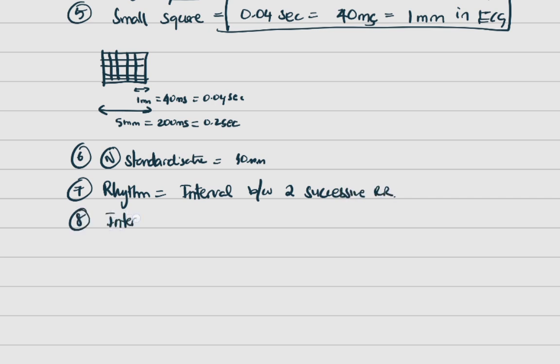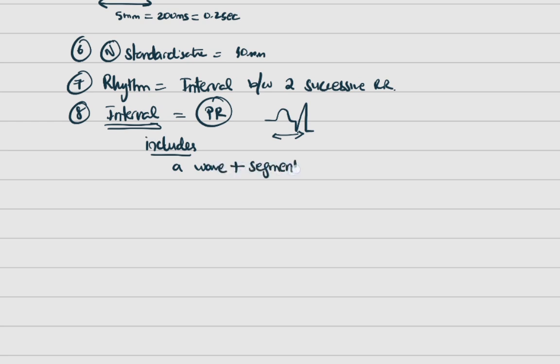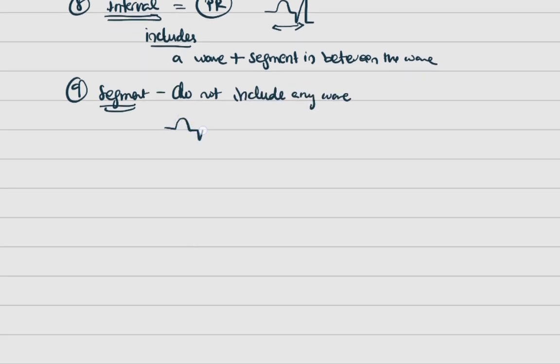What is called an interval? Any interval, you can say the PR interval. The PR interval is basically from the P wave to the QRS complex. So this is called the PR interval. Any interval includes a wave plus the segment in between the waves, whereas a segment does not include any wave. It is just a segment. So the PR segment is this region, and this is called the PR interval. These are a few nomenclatures and facts that you need to know.